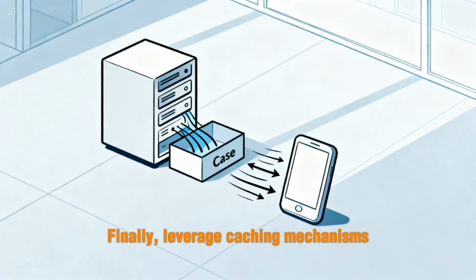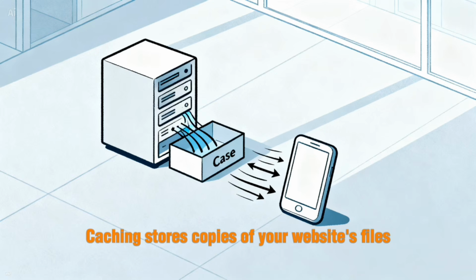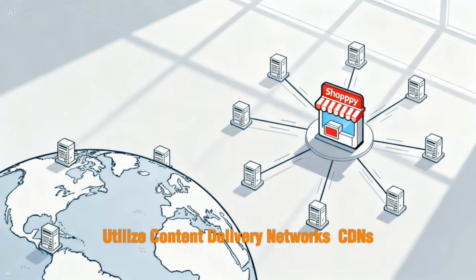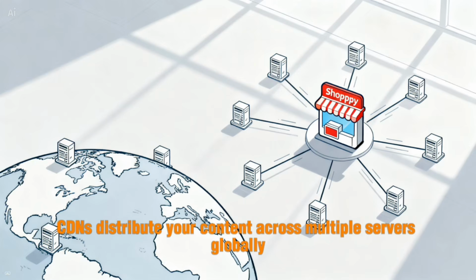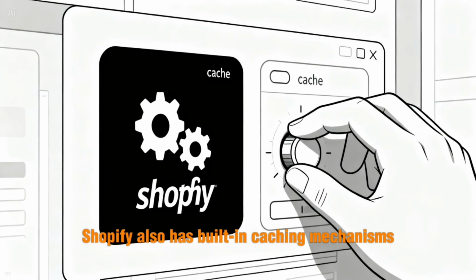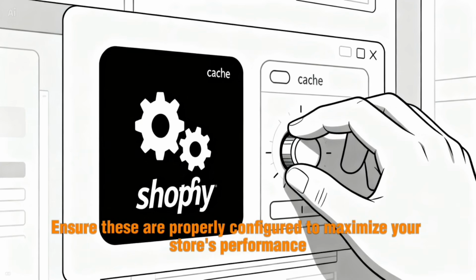Finally, leverage caching mechanisms. Caching stores copies of your website's files, reducing server load and speeding up delivery. Browser caching allows a user's browser to store static assets so they don't have to download them again. Utilize content delivery networks, CDNs. Distribute your content across multiple servers globally, delivering it faster to users. Shopify also has built-in caching mechanisms. Ensure these are properly configured to maximize your store's performance.